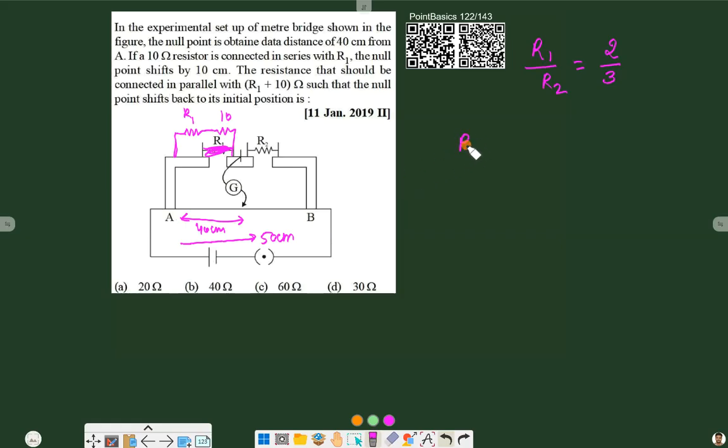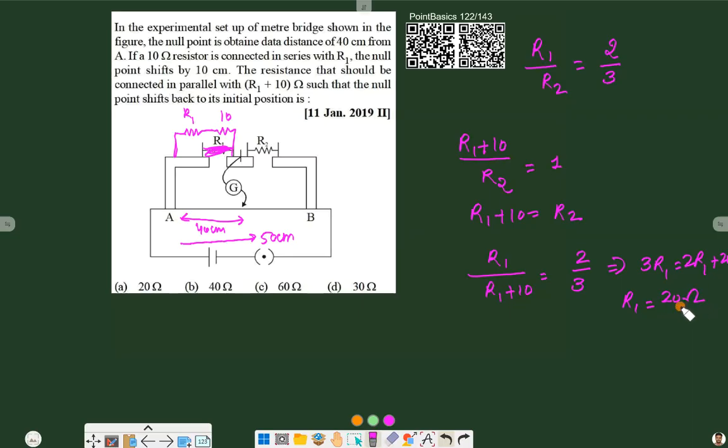So now in the second balance condition, (R1 plus 10) by R2 is equal to 50 by 50, that is equal to 1. So R1 plus 10 is equal to R2, and we have another equation here. If we put the value of R2 here, R1 by (R1 plus 10) is equal to 2 by 3. 3R1 is equal to 2R1 plus 20, and from this R1 is equal to 20 ohm, and R2 is equal to 30 ohm.